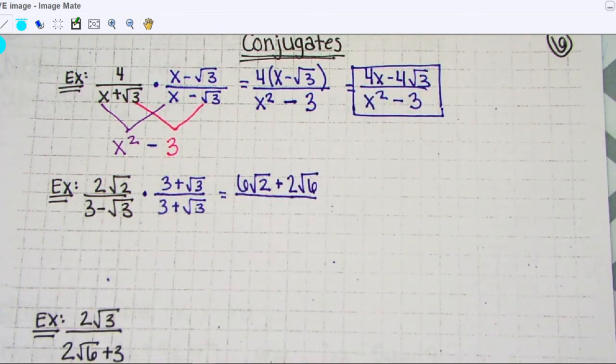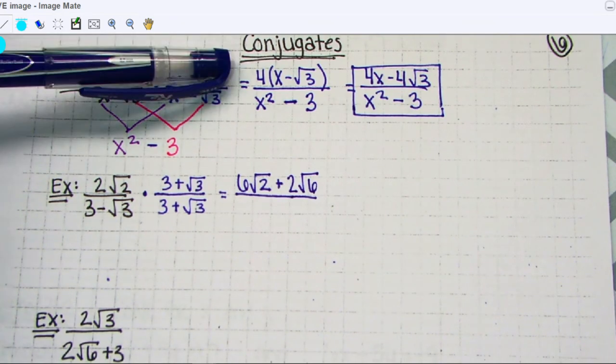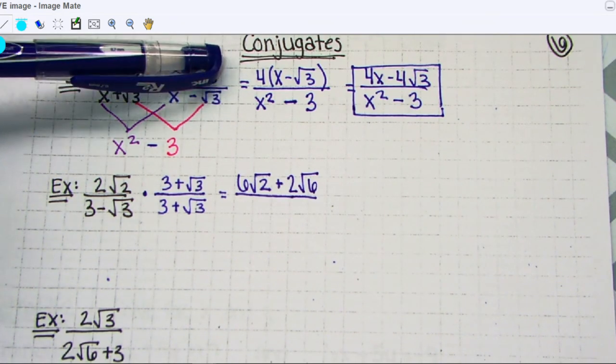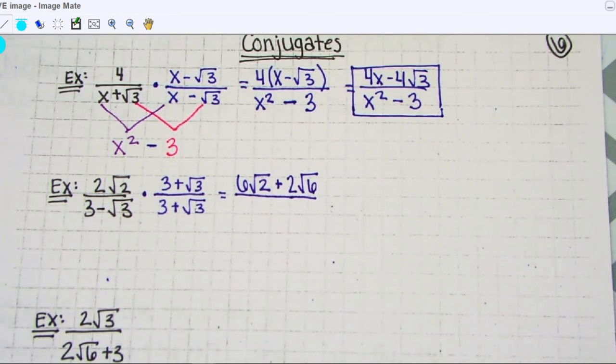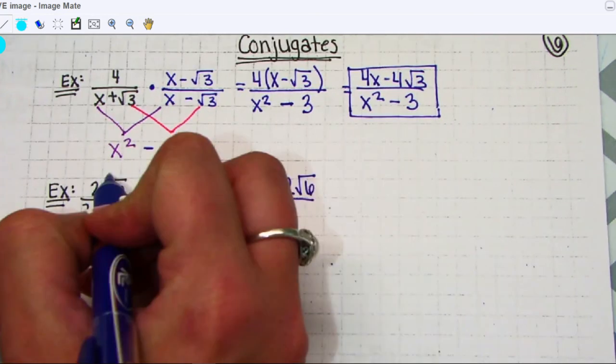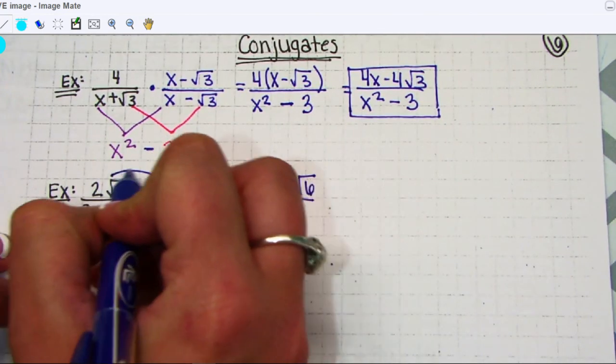We're just distributing. If you want to write it out like we did right here, you can. If you want to do 2 square root of 2 times 3 in parentheses and then simplify, that's fine too. But all we're doing is distributing. That's all we're doing.